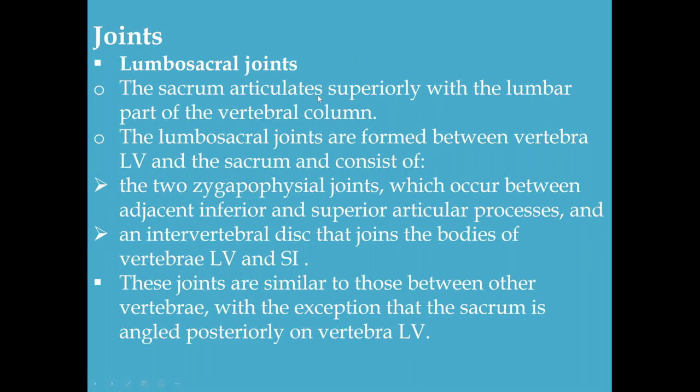The lumbosacral joint: the sacrum articulates superiorly with the lumbar part of the vertebral column. The lumbosacral joint is formed between the vertebra and the sacrum, and consists of two zygapophyseal joints, which occur between adjacent inferior and superior articular processes, and the intervertebral disc that joins the bodies of the vertebrae L5 and S1. These three joints are similar to those between other vertebrae. This is about the lumbosacral joint.